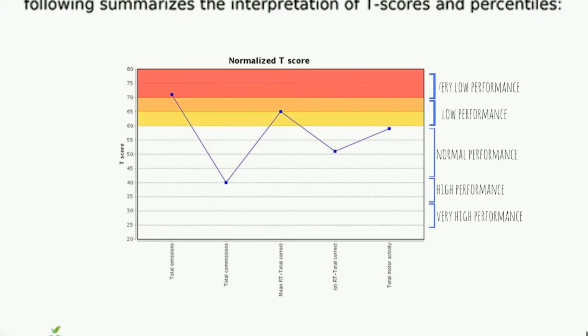Scores between 71 and 80, red range, show very low performance. From 61 to 70, yellow and orange range, low performance. In the white part of the image, scores between 41 and 60 show normal performance, from 31 to 40 high performance, and from 20 to 30 very high performance.